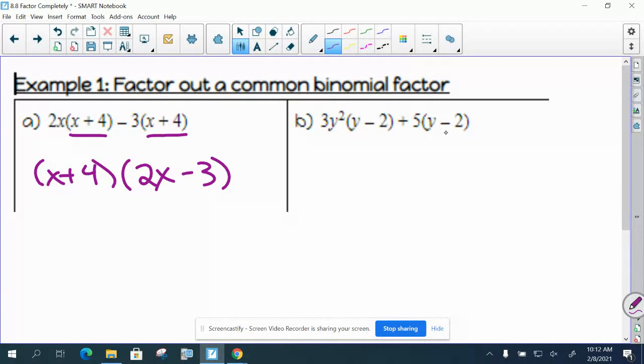In part B, we have a similar situation. We have this term and this term, and they both have a factor of the quantity y minus 2. So we can factor it out, and then we'll write what's left, 3y squared plus 5.